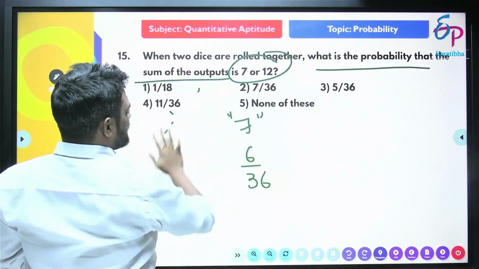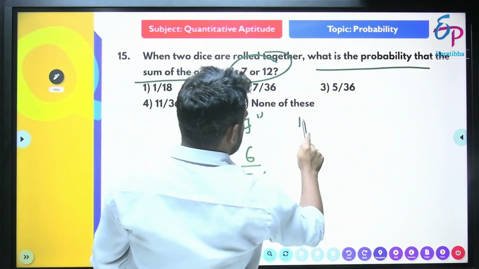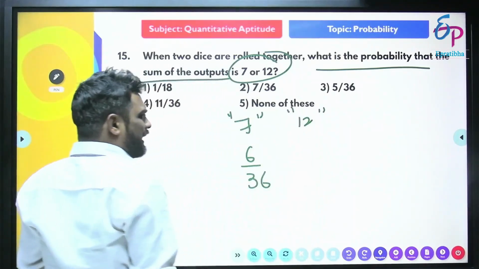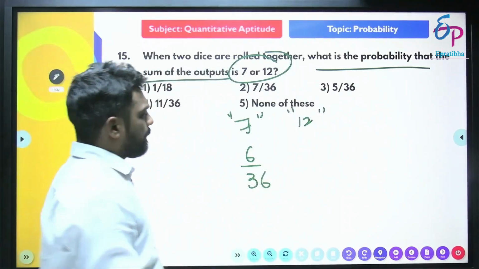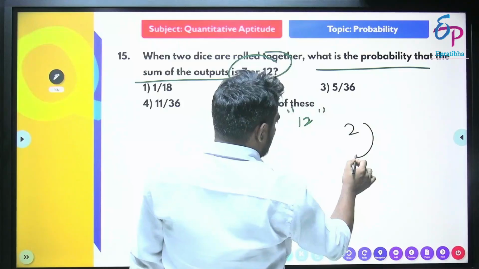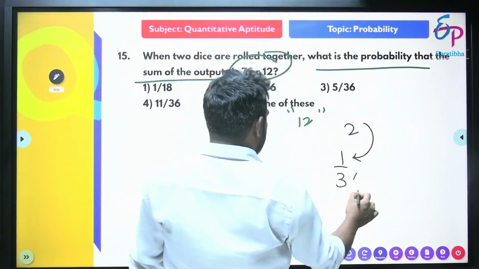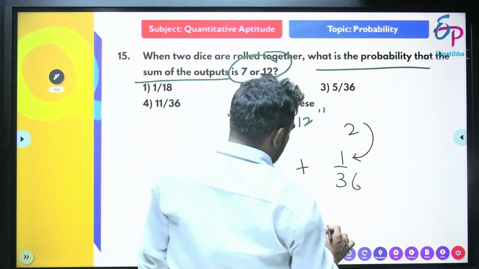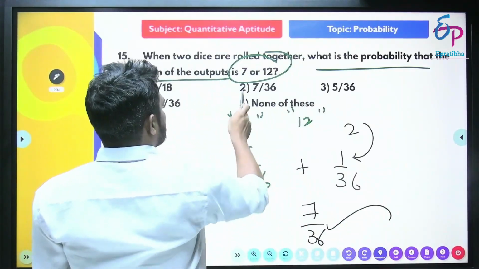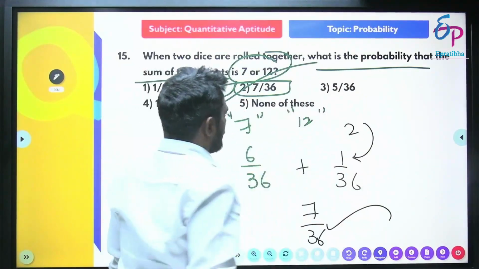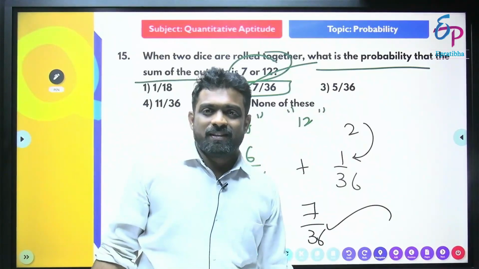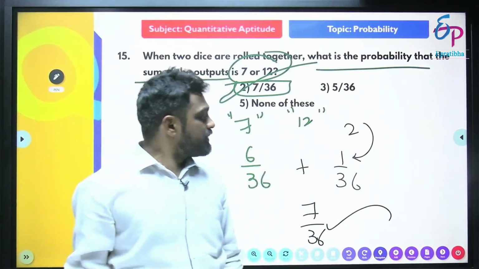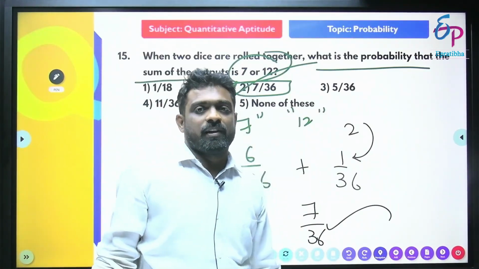7 plus 12. 12 is more than 7, right? 12, which number can I add which will become 14? 2. 2 probability should be what exactly? 1 by 36. Here 6 by 36 plus 1 by 36 is equal to 7 by 36. Where exactly is 7 by 36? Option 2. Option 2 is the solution for the given question.